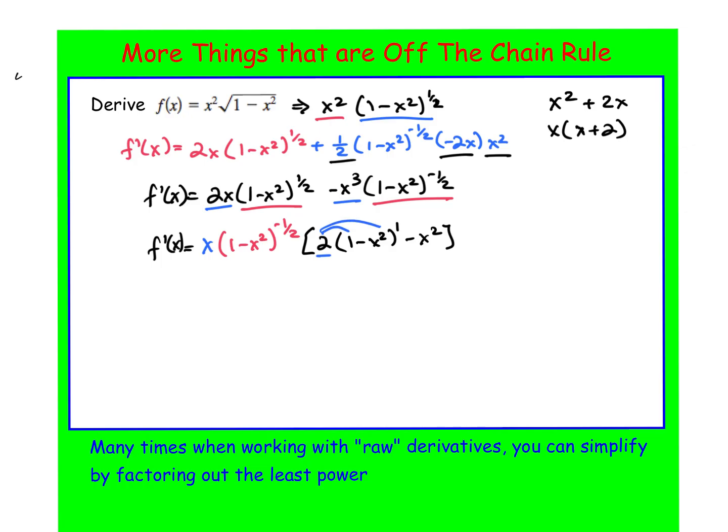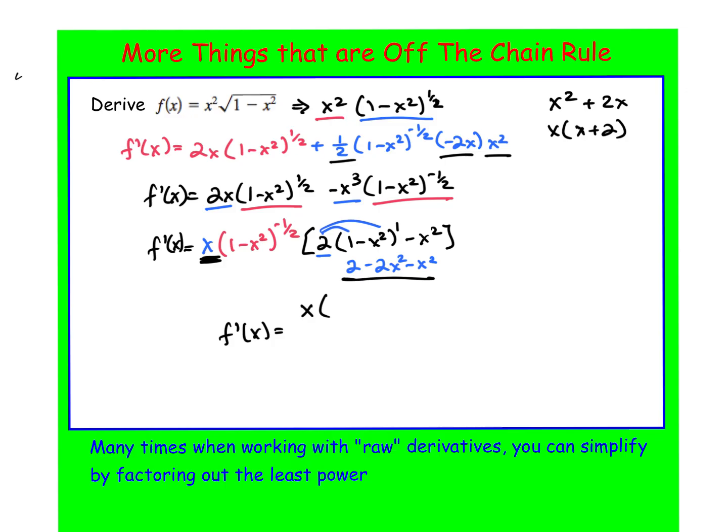Distribute it. So now I have 2 times 1, which is 2, and then 2 times negative x squared, which is negative 2x squared, and then I still have a minus x squared. All right, so now we're ready to put what's up top and what's on the bottom. And so who gets to stay up top? And x gets to stay up top.